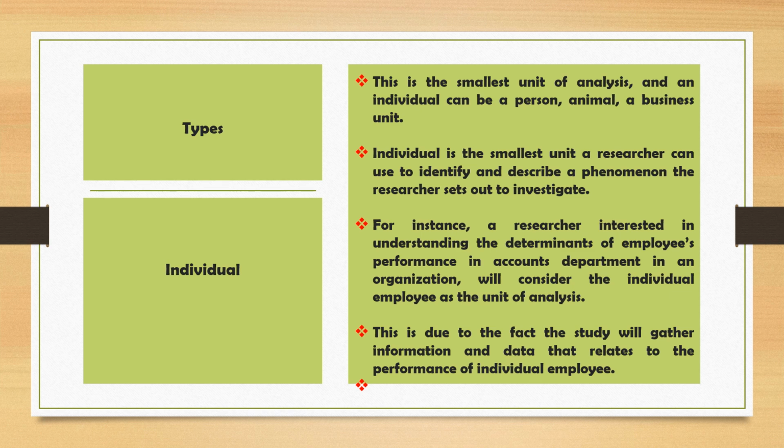One of the level or type of unit of analysis is called individual. An individual is the smallest unit of analysis, and an individual here can be a person, an animal, or a business unit. It is normally considered as the smallest or the lowest level of unit analysis that a researcher can use to identify and describe a phenomenon, and therefore the researcher uses to set out his or her investigative studies.